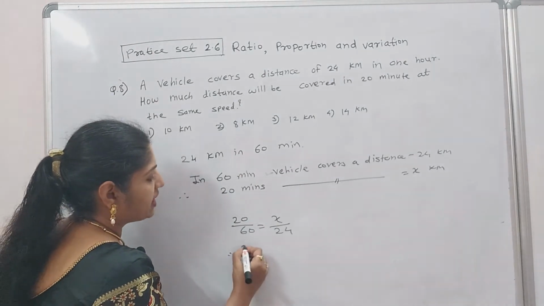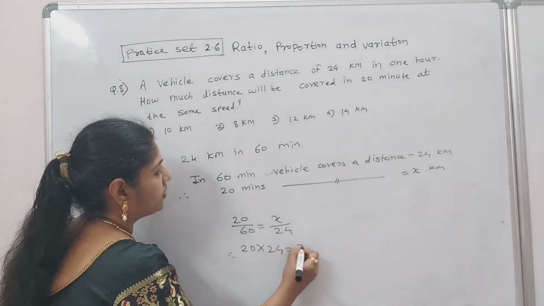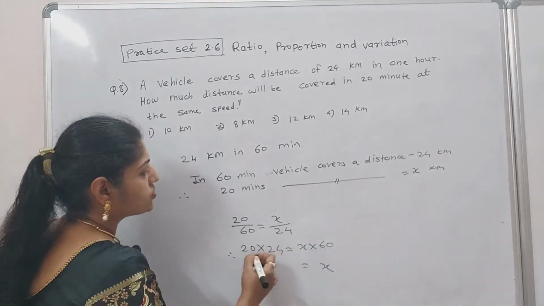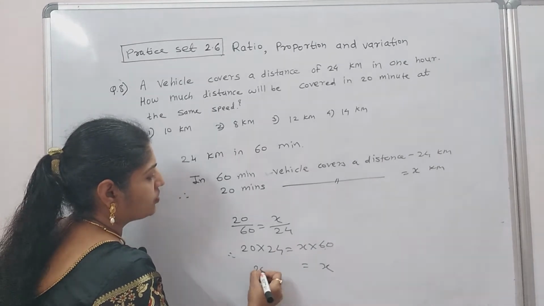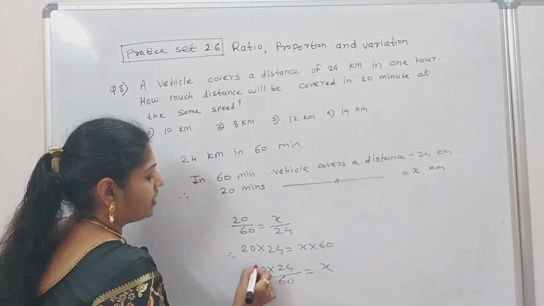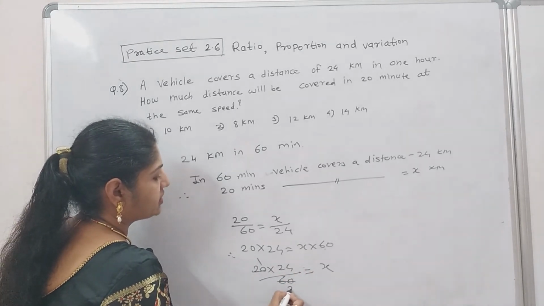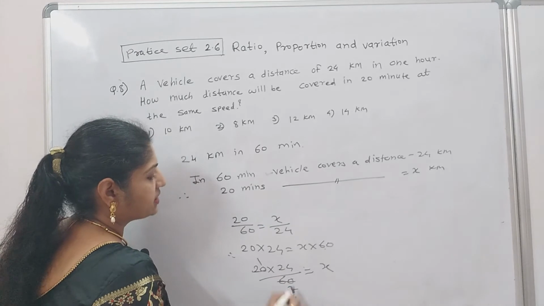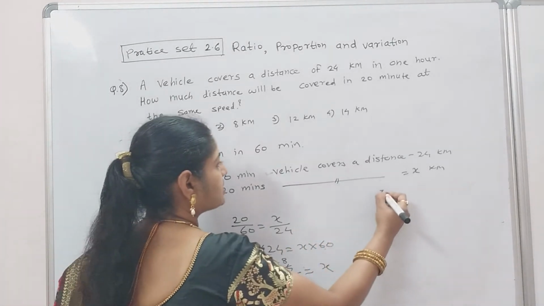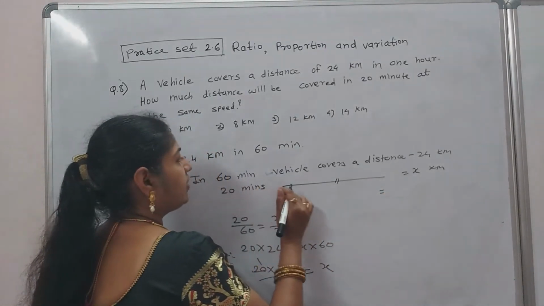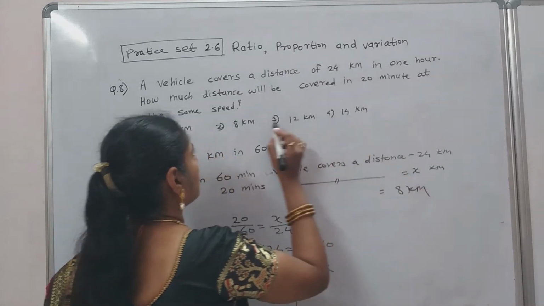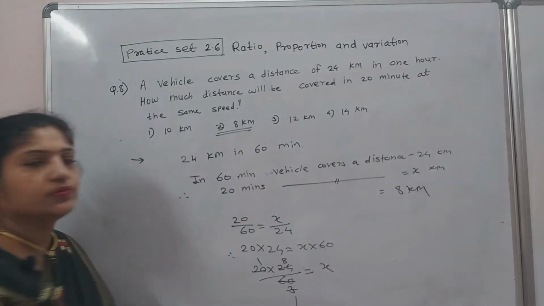By cross multiplication, 20 into 24 equal to x into 60. So x equal to, 60 goes to left hand side, it goes to denominator. 20 ones are 20, 2 3s are 6, 3 ones are 3, 3 8s are 24, 8 km. So the answer is x equal to 8 km. In 20 minutes, the vehicle covers a distance of 8 km. So our answer is option number 2.